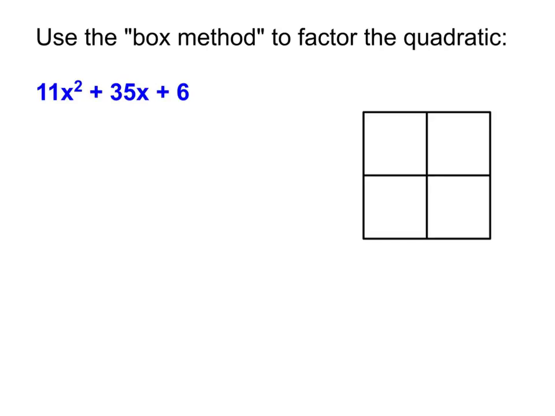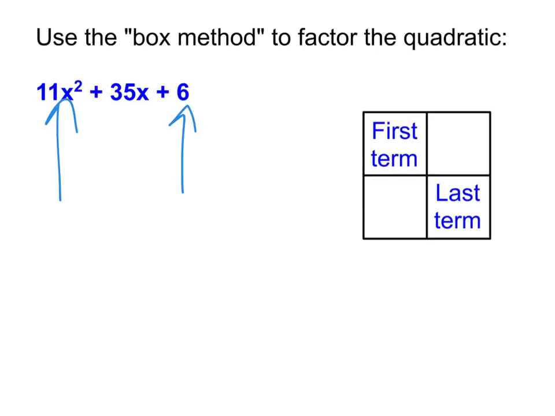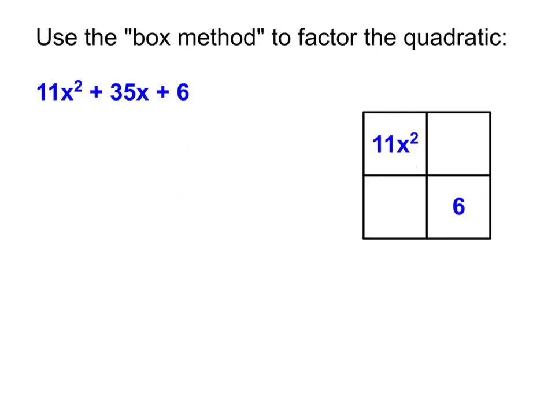All right, now when setting up our box for this, we'll always end up putting in the first two boxes the same way. In the top left box, we're going to put the first term every single time. In the bottom right box, we're always going to be putting the last term. So when I say first term, that means the x squared term. When I say the last term, I mean the constant term. And so the first thing in your box should look like this. The 11x squared goes in the top left, and the 6 goes in the bottom right here.